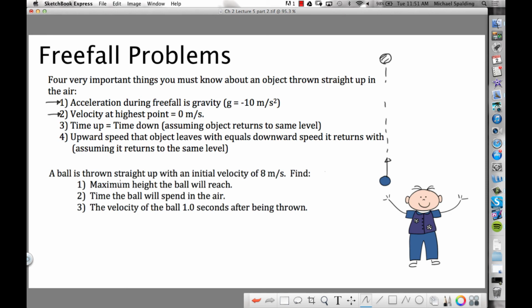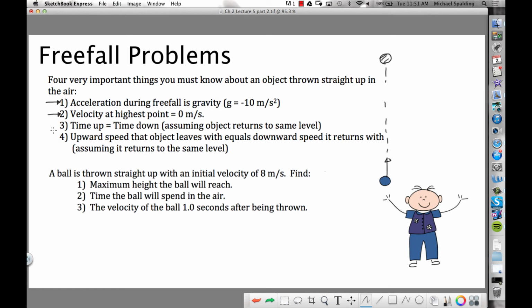Now, will free fall problems specify these first two things for you? No. The problem's not going to mention it. It's not going to tell you, oh, by the way, the acceleration here is gravity because it's free fall. The problem is not going to tell you that the velocity at the highest point is 0, so you just have to know it and remember it. Same thing for 3 and 4.